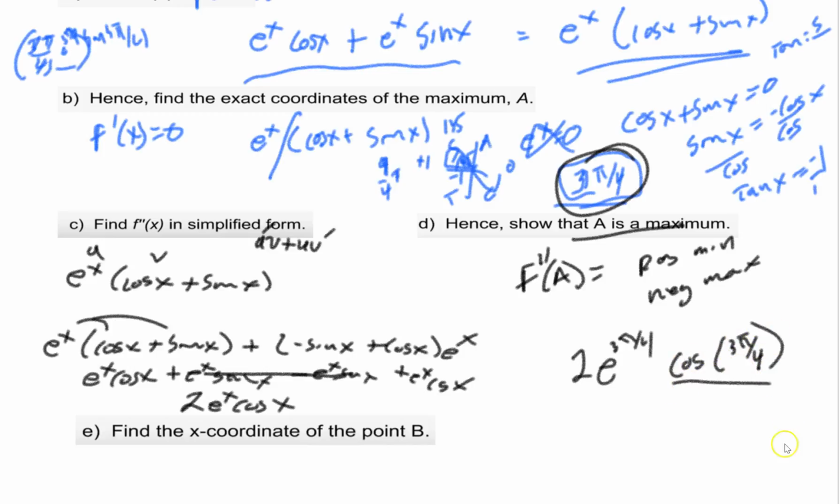Now cosine of 3 pi over 4 is a little trig, right? So 3 pi over 4 is over here, because this is 4 over 4, and 1 less than that is 3 pi over 4. It is 45 degrees, so 1, 1, root 2. Cosine would be adjacent over hypotenuse, so negative root 2 over 2.